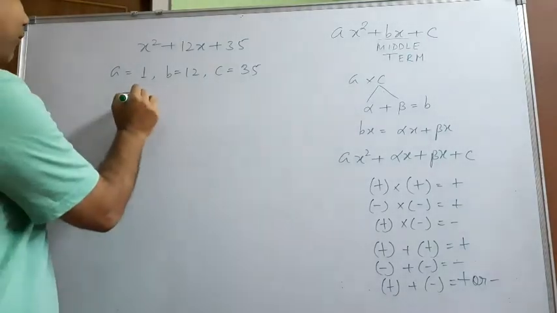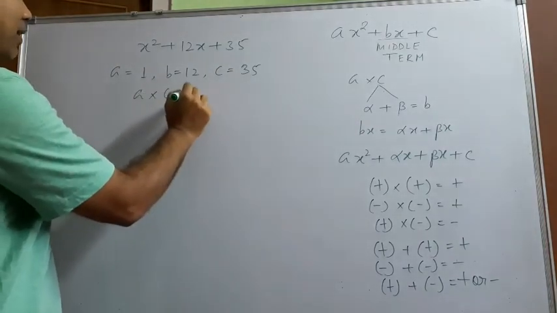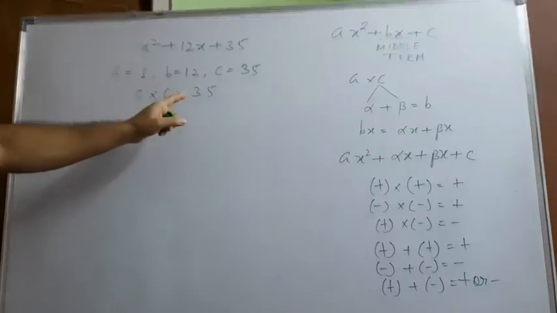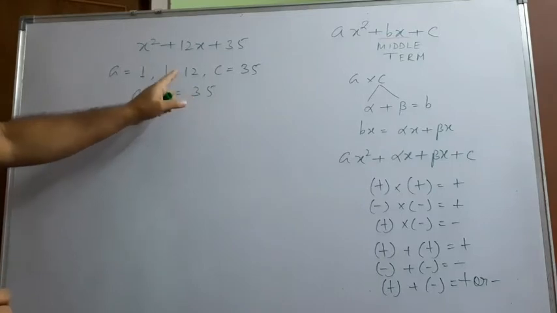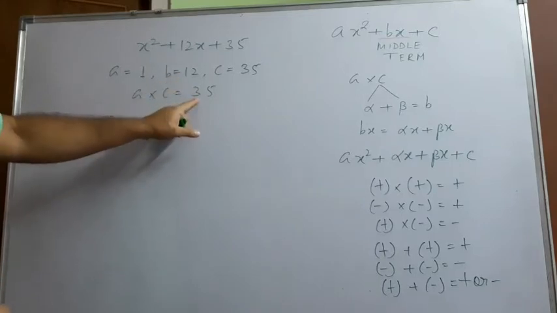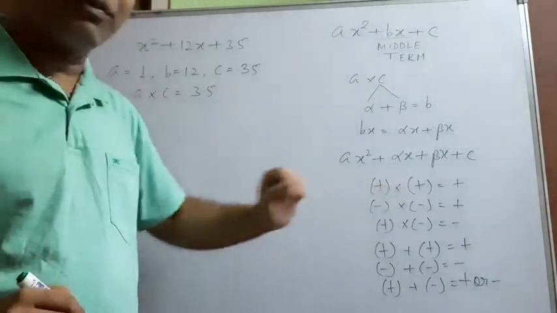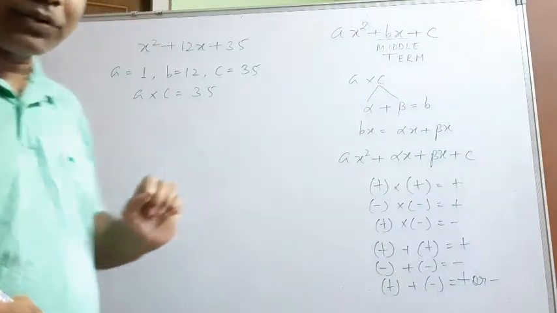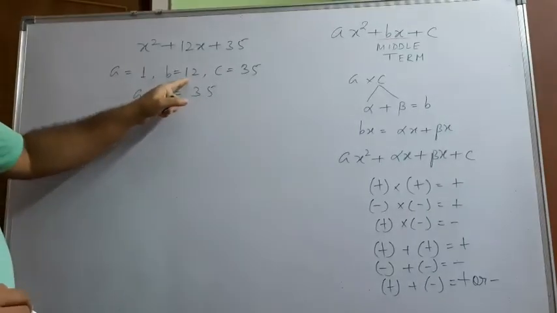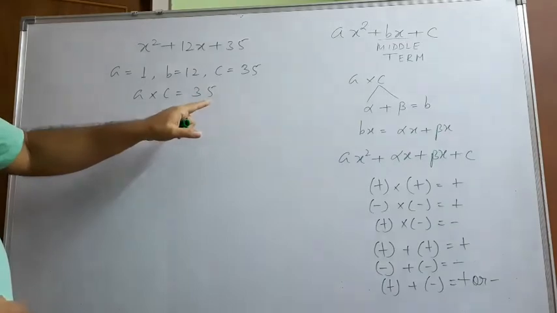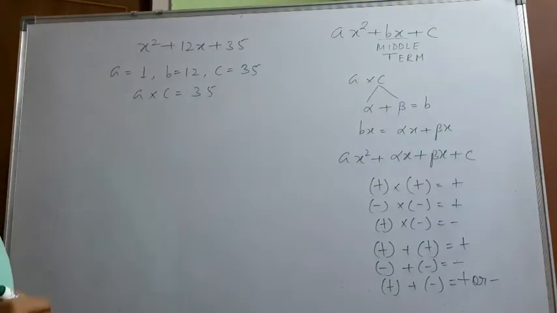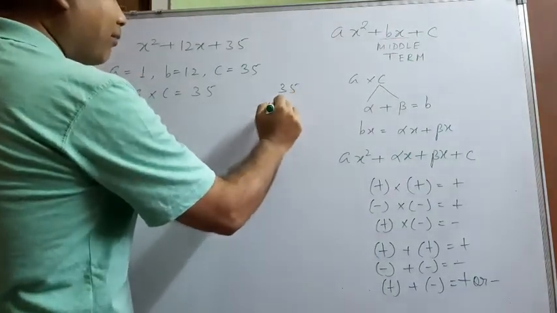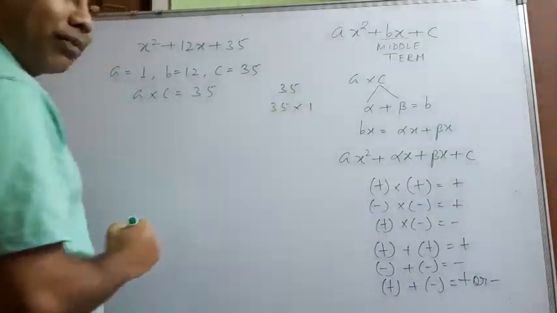First you need to multiply a and c, and your answer will be 35. It is a positive number, so you have to find two factors of 35 whose sum is 12. A positive number will have two factors, either both positive or both negative. But as you know, if you add two positive numbers, only then is the answer positive. Here our b is positive, so you have to find two positive factors of 35 whose sum is 12. If I factorize 35, the factors may be 35 and 1, positive factors.